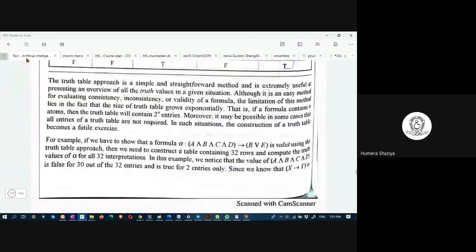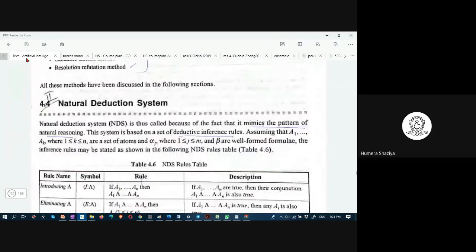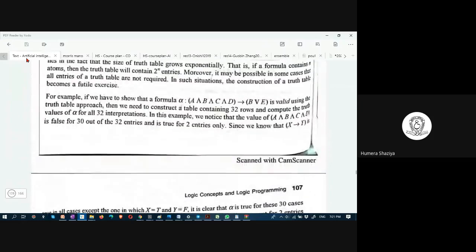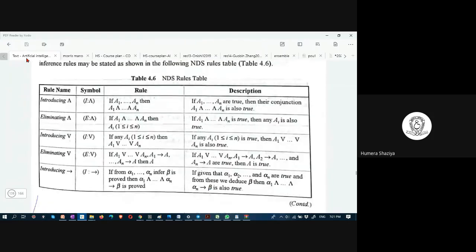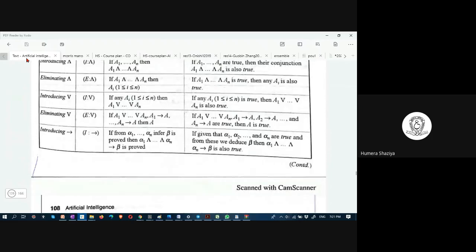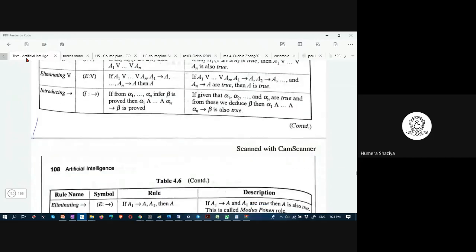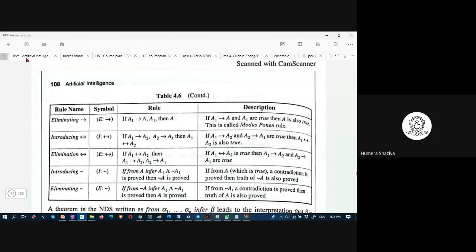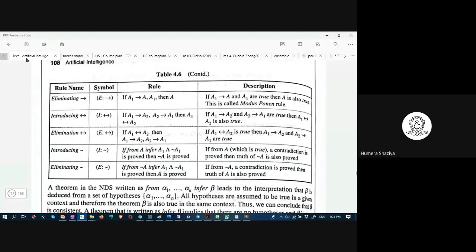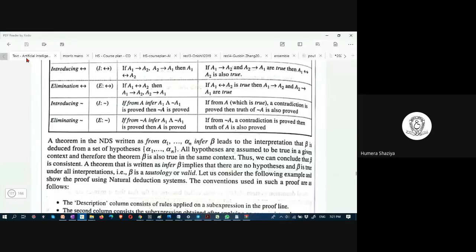Actually, these things come under propositional logic, in which we have four methods for proof and deductions: natural deduction system, axiomatic system, semantic tableau method, resolution refutation method. And in natural deduction system, there were rules: introducing and, eliminating and, introducing or, eliminating or, introducing implies, eliminating implies, introducing equivalence, eliminating equivalence, introducing not, eliminating not. These are the rules in NDS.